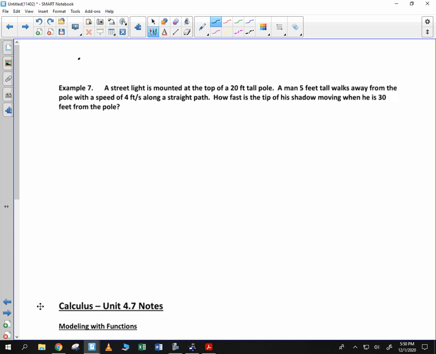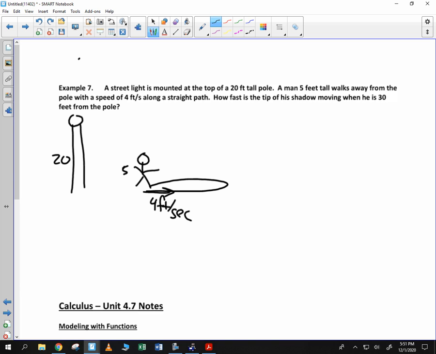A street light is mounted at the top of a 20-foot tall pole. A man, 5 feet tall, walks away from the pole with a speed of 4 feet per second. Got a man, he's 5 feet tall. He's walking this way at 4 feet per second. How fast is the tip of his shadow moving? So he's got a shadow out here. Call it S for shadow. When he's 30 feet from the pole.